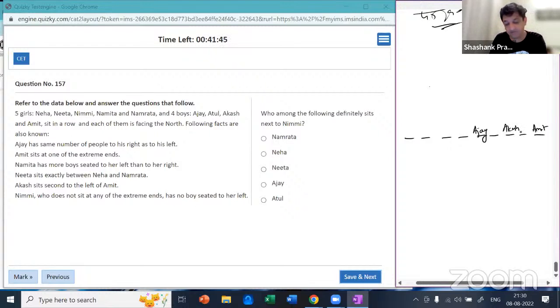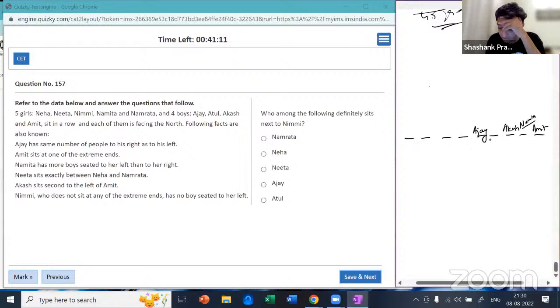Namita has more boys seated to her left than to her right. Okay. Neeta sits exactly between Neha and Namrata. Nimmi, who does not sit at any of the extremities, has no boy seated to her left. So Nimmi not here, Nimmi not here. You can't say. Ajay okay, Amit okay. Namita has more boys seated to her left than to her right. Okay, so Namita can sit here. Namita can't sit here because there are 4 boys, right? Yeah, so Namita has to be here.